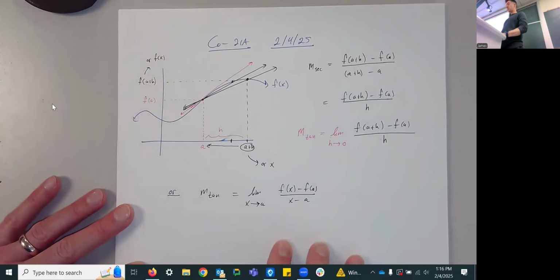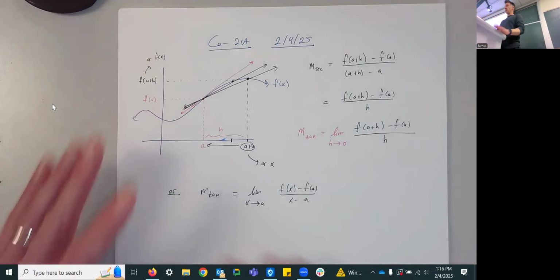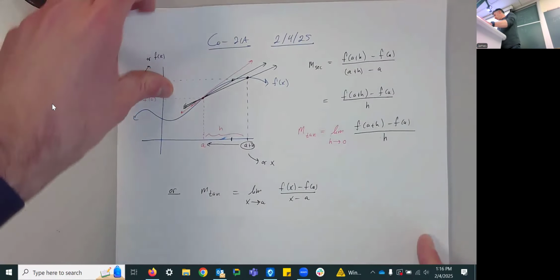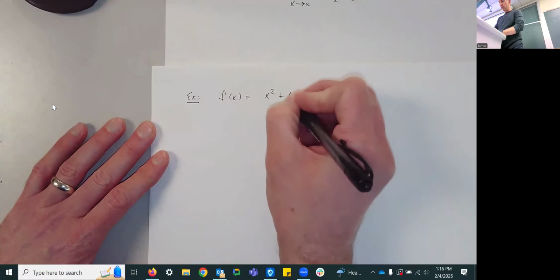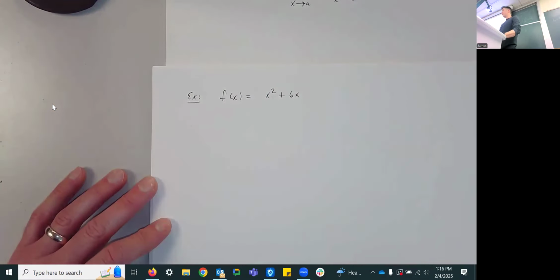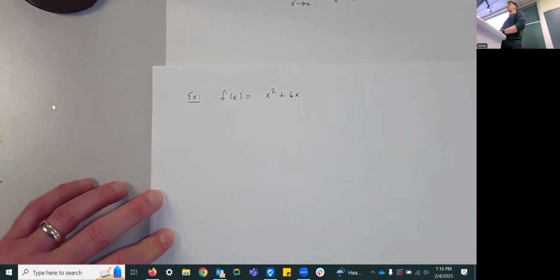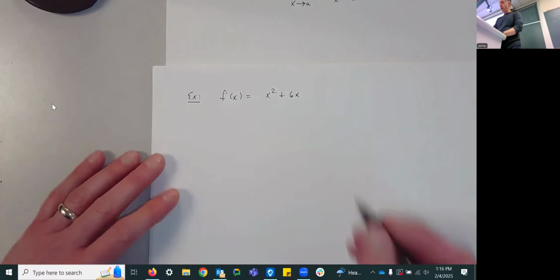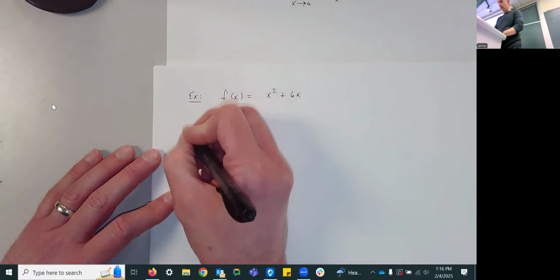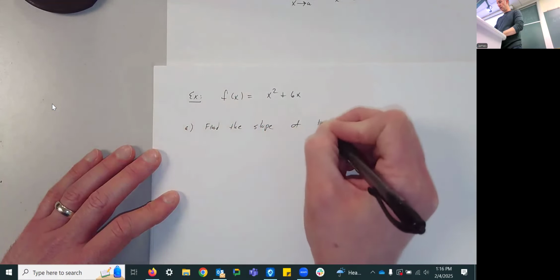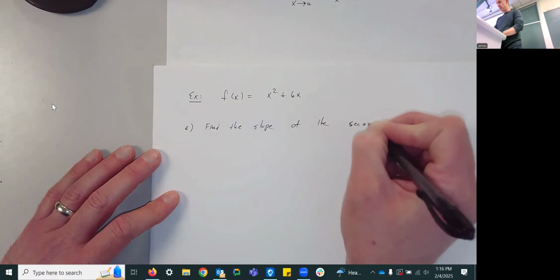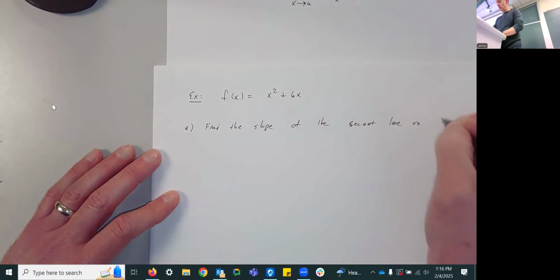So let's look at some more concrete examples instead of just having this kind of whatever function here. Let's see, what do I got? Yeah, let's look at this to start off with. So let's look at f of x equal to x squared plus 6x. And for the moment, we'll talk about finding the slope of the secant line. So we're going to start off by finding the slope of the secant line on the interval from 1 to 3.